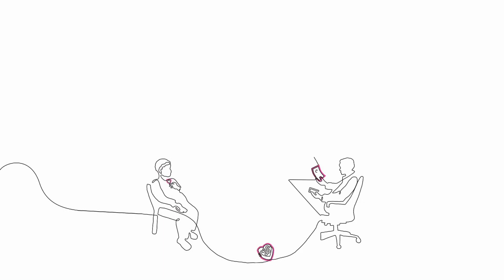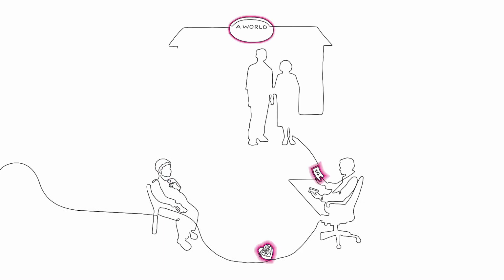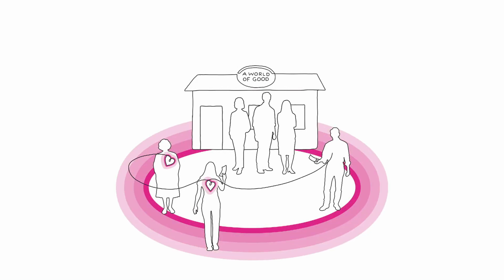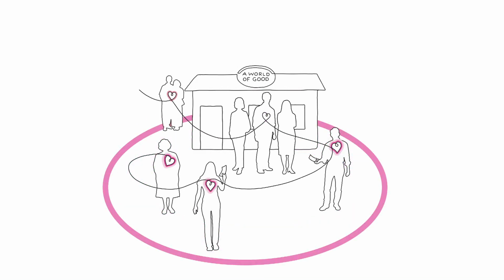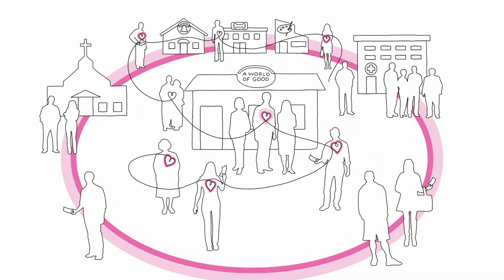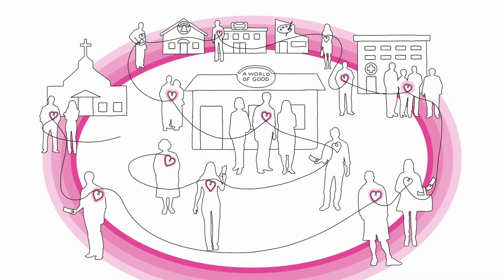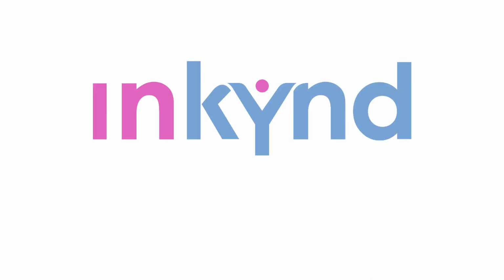With this new line in giving, 95% of the proceeds go directly to organizations that are doing a world of good. This line represents a new, scalable, and truly virtuous circle in philanthropy, one where donors, consumers, and nonprofits all benefit. We call it inKynd.